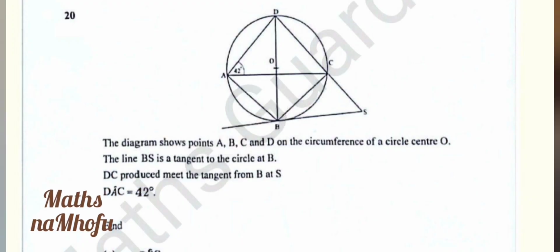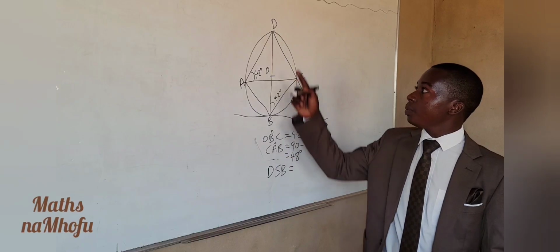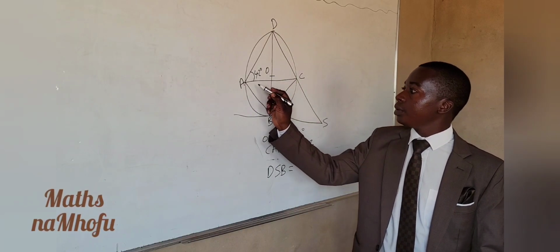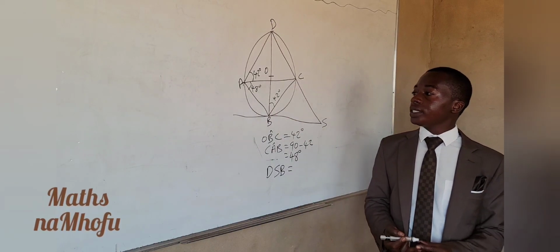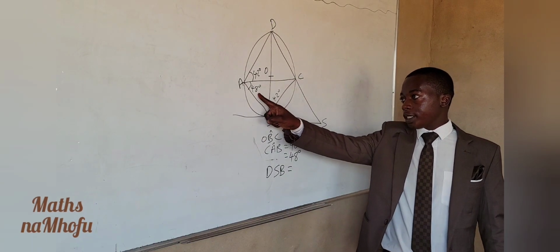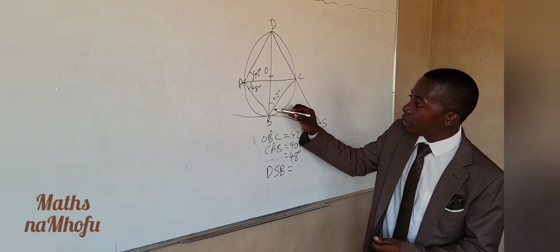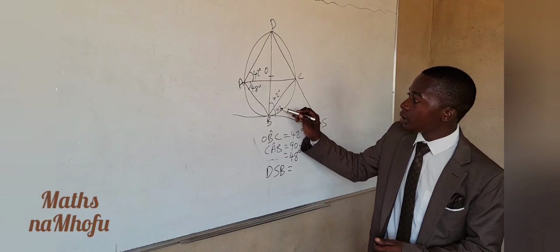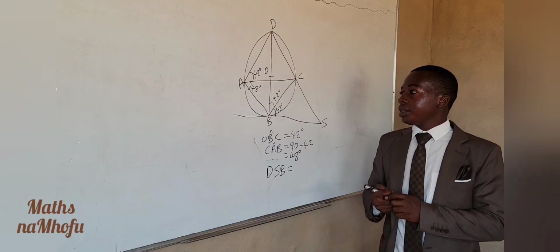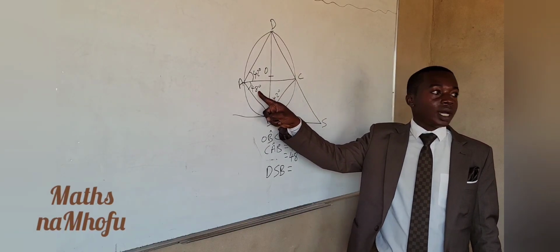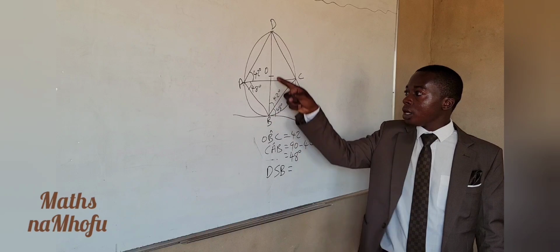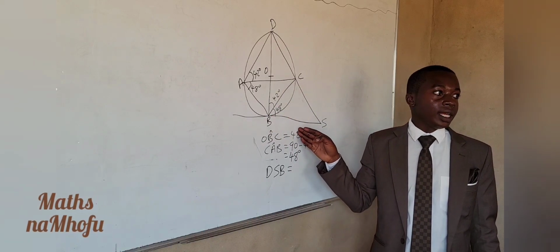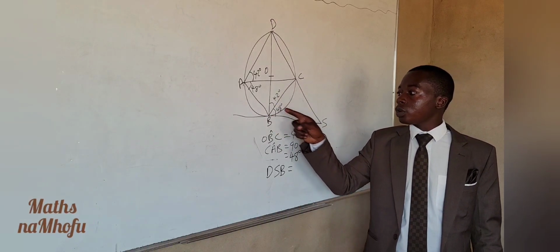DSB. Now we have to find DSB. Since we now have this CAB, this is what? 48 degrees. Are we together? Yes. This is 48 degrees. If this is 48, it means this also is 48 degrees. How do you get this 48? You know this angle is equal to that angle. Or since this is a radius, where radius and tangent meet, they form 90.